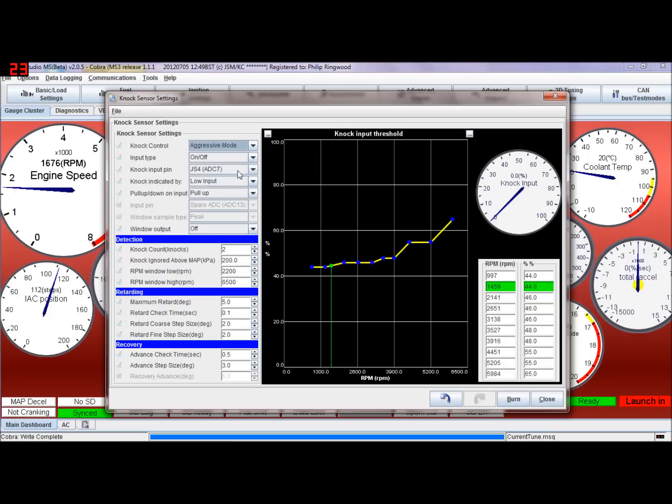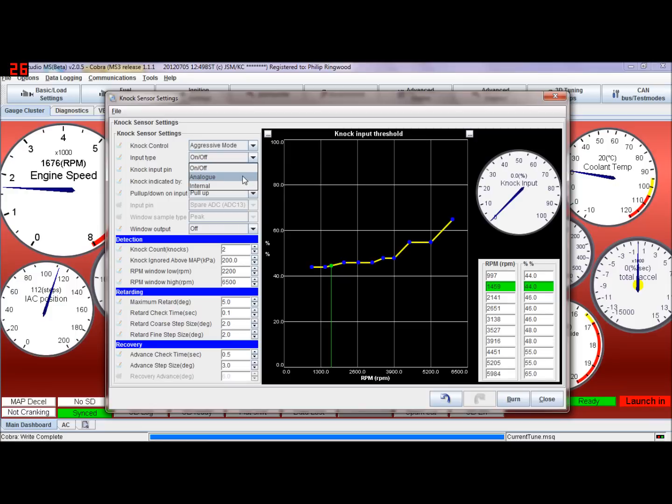There's aggressive mode and safe mode. Aggressive mode basically means it takes it back to where it was. Safe mode means it will take it back to a specified amount, so you don't go all the way back. So if you say pull 4 degrees out, you can have it so it only goes back 2 degrees, so you've always got 2 degrees missing. Generally speaking, aggressive mode is the one to use, so it goes back to where it was.